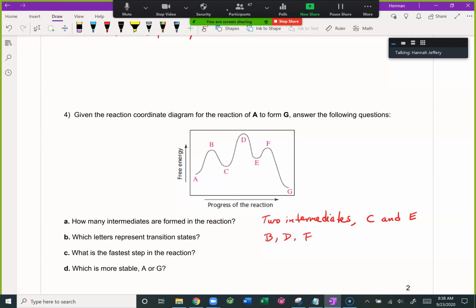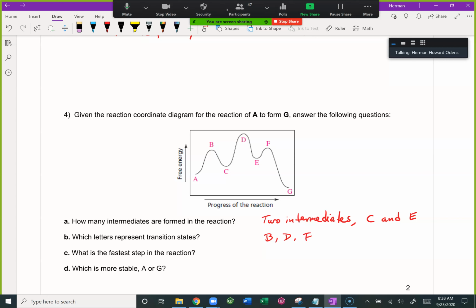Would it be B because it's the shortest hill? Yeah, the shortest hill, yes. What will it be? B. No. F. Well, F, I guess. F, yes. So notice that the distance from here to here is smaller than this distance, because you're comparing that to the free energy. This is the amount for B, and this would be the amount for F. So yes, F.